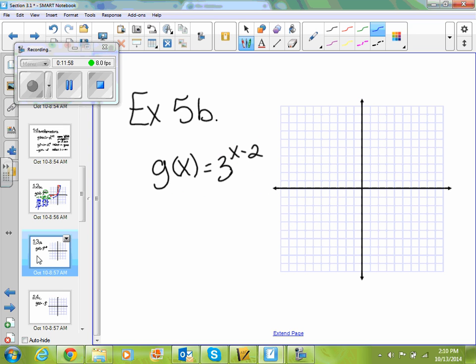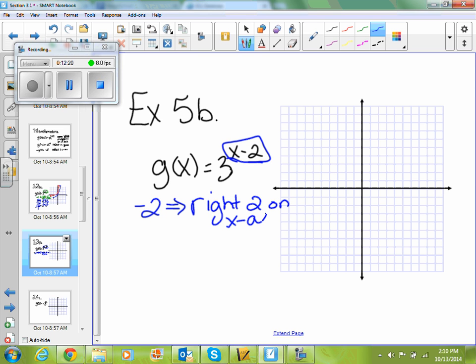So if I do the same thing on g of x equals 3 to the x minus 2, when looking at my exponent, I notice that I have x minus 2. So I have to pay attention to that minus 2, which tells me that I'm doing what? What direction am I going on my x-axis? Right. So I'm going to go right 2 on my x-axis.